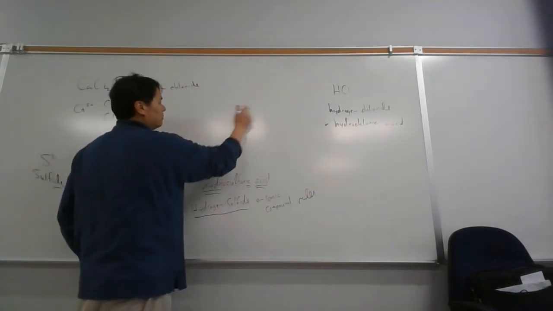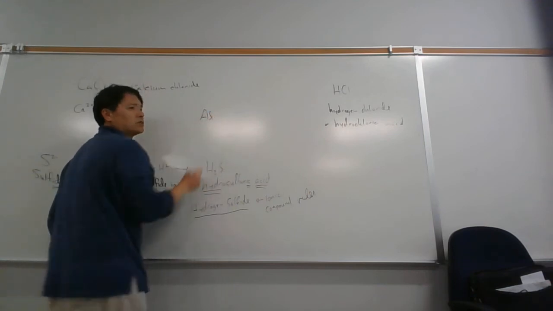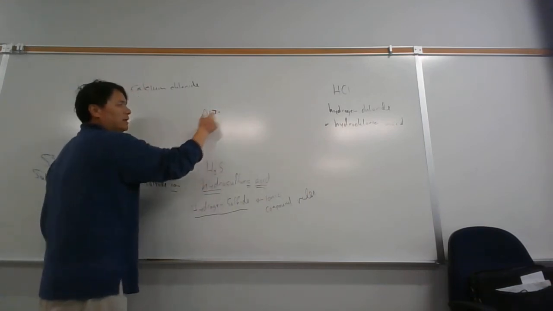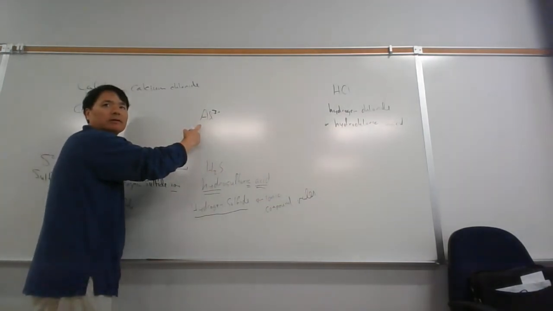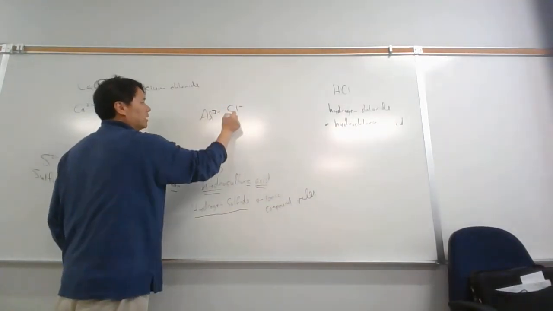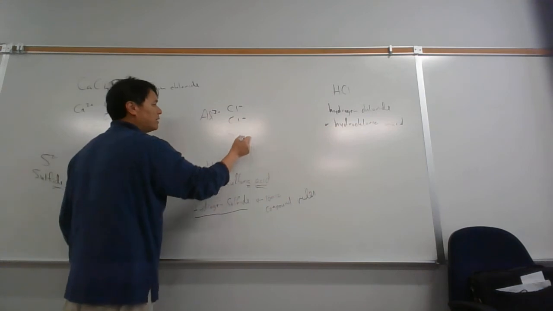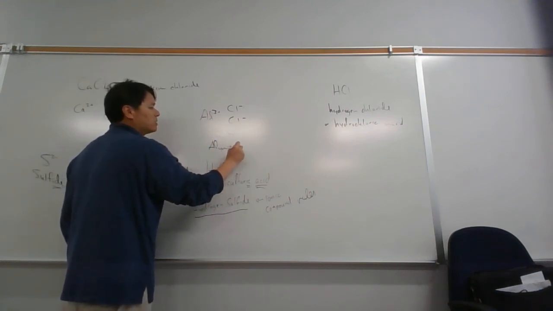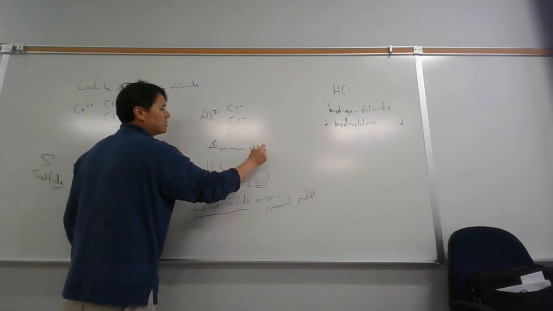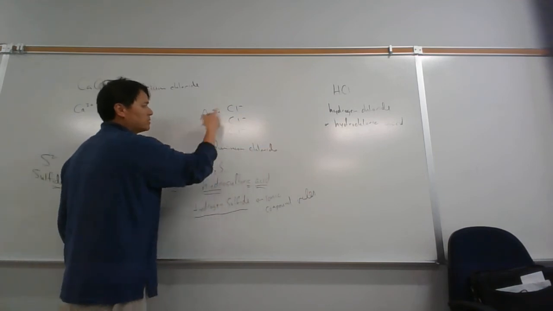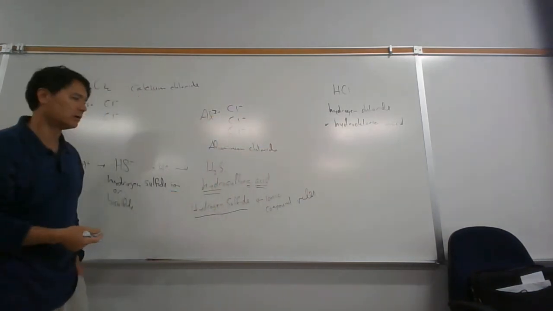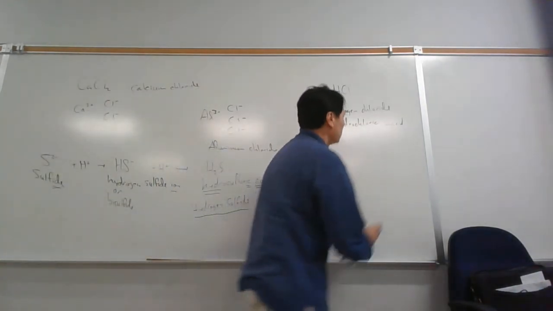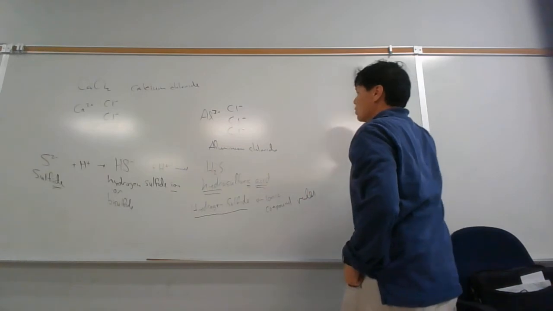If I had aluminum, aluminum has a charge of what? 3+. How many chlorides would I need to attach to aluminum? 3. And so should I call it aluminum trichloride or just aluminum chloride? Yeah, we're just going to call it aluminum chloride because we know aluminum's 3+ and we need 3 chlorides on there to do it. Now, it could be a variable charge, but we need to know what the charge is.